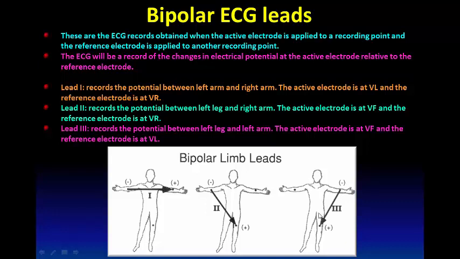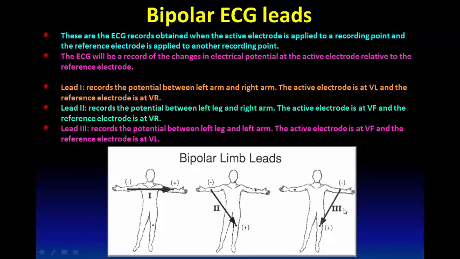So the active electrode is facing the inferior surface of the heart. In lead 3, similarly in lead 2, the active electrode is facing the inferior surface of the heart, while in lead 1, the active electrode is facing the anterolateral surface of the heart. Thus, lead 1 is an additional anterolateral lead, while leads 2 and 3 are additional inferior wall leads. So the inferior wall leads are AVF, lead 2 and lead 3.